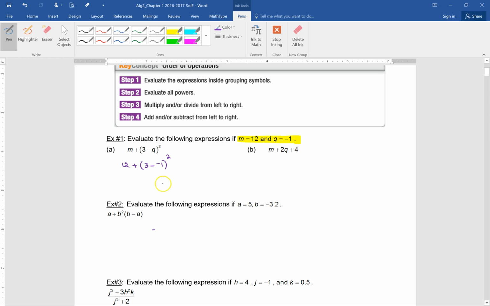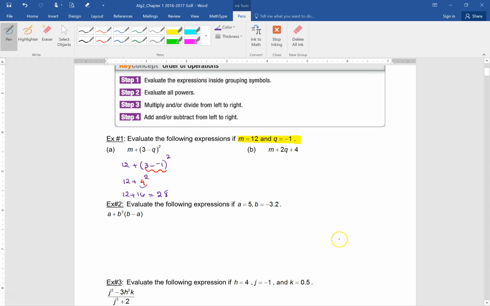All right, so what comes first here? Parentheses. So this is going to be 12 plus, and what do I have in the parentheses? 4, and I'm going to square that. So now what do I do first? Square it, so I have 12 plus 16, and that equals 28. Okay? Things that you might be able to do in your head, but please be mindful of the order of operations.